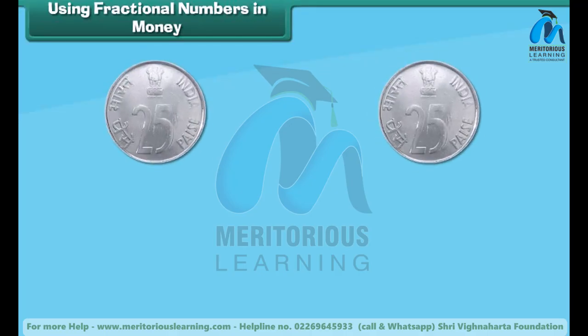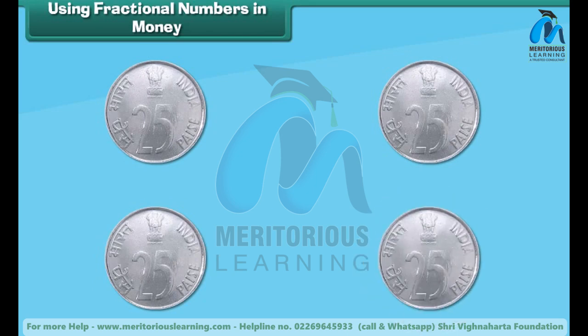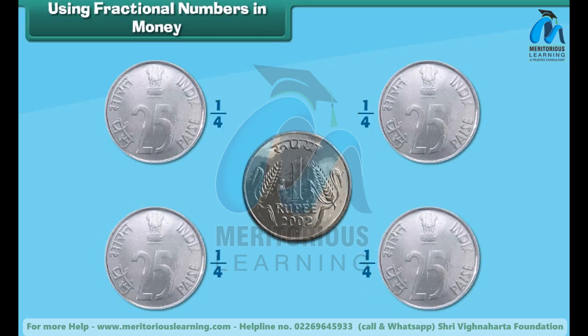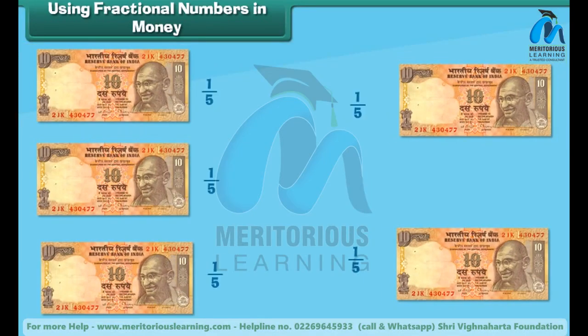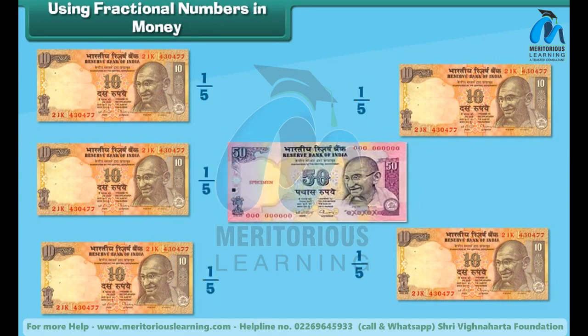Look at these 25 paisa coins. One 25 paisa coin is 1/4 of the 1 rupee coin. Similarly, one 10 rupee note is 1/5 of a 50 rupee note. So kids, fractional numbers are used in money too.